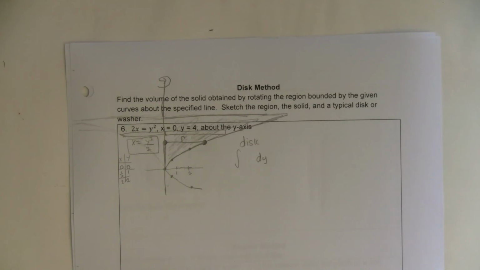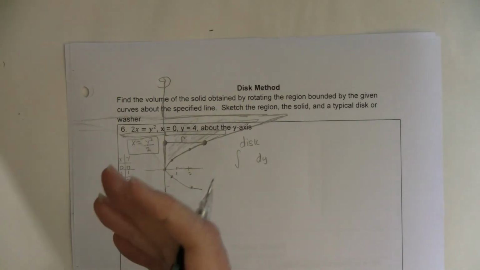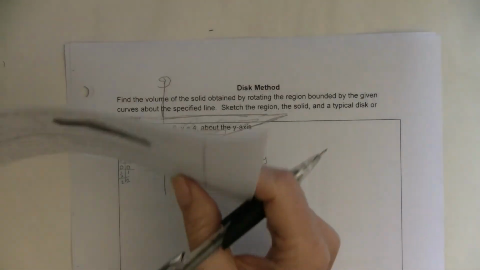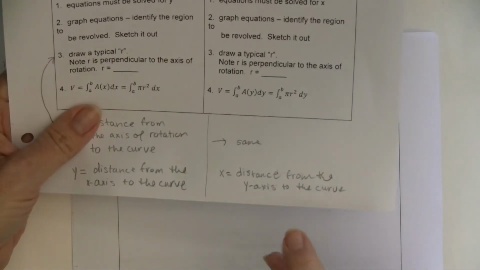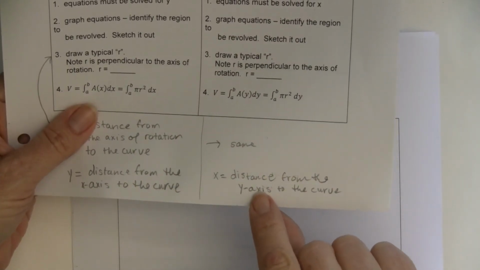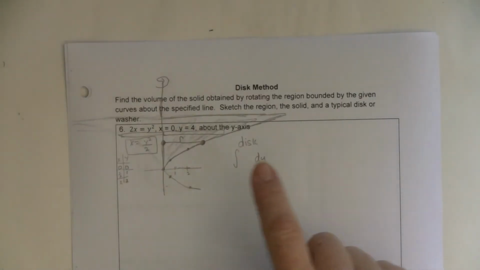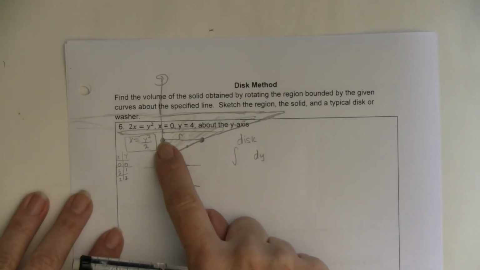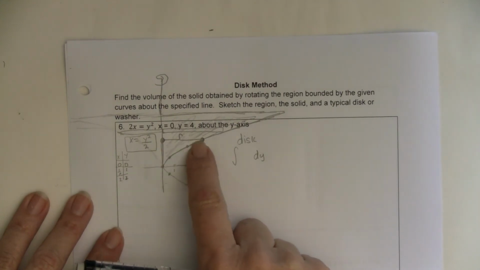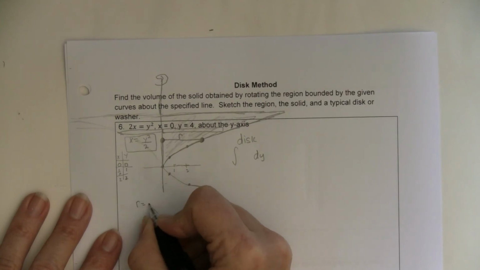So there's my radius right there. But that happens to also be, remember what we said about that? Because it happens to be coincidental. And if you're thinking, well, what if it's not? Well, don't worry, I'm going to tell you. The distance from the y-axis to the curve is called x, right? And that's what we have as our radius from the y-axis to the curve. So our radius is called x.